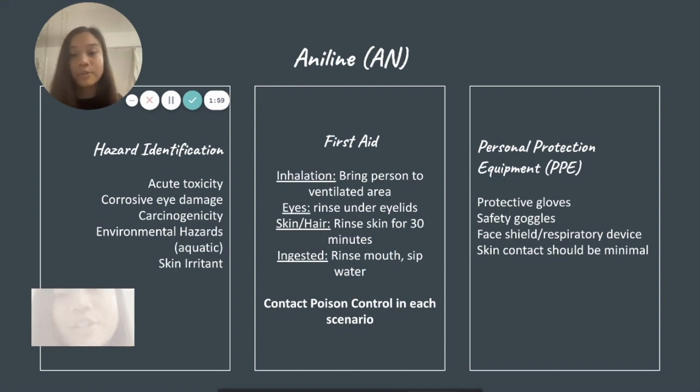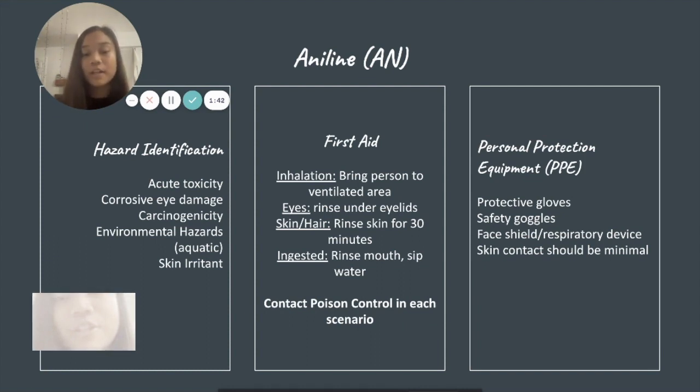So if it is inhaled, you want to bring the person to a well-ventilated area and also keep an eye on them. If it gets in your eyes, you want to rinse under your eyelids as well as just rinsing in general. If it gets on your skin and hair, you want to rinse your skin for 30 minutes, and if it is ingested, you want to rinse your mouth and sip water. In each case, you want to contact poison control.